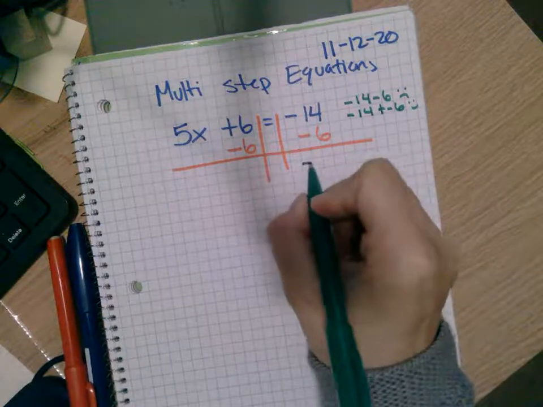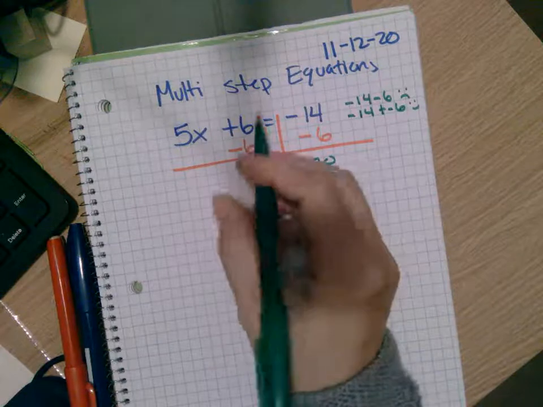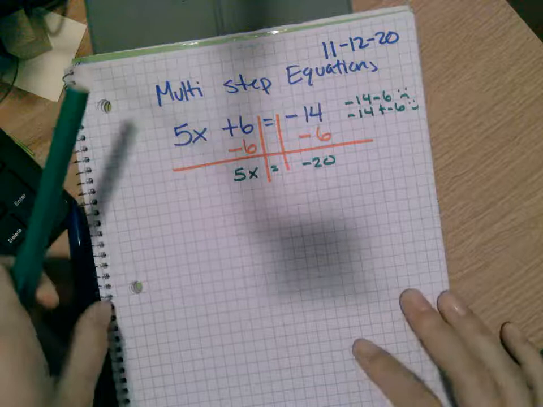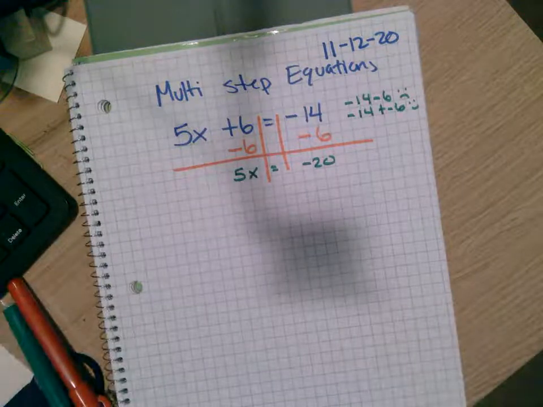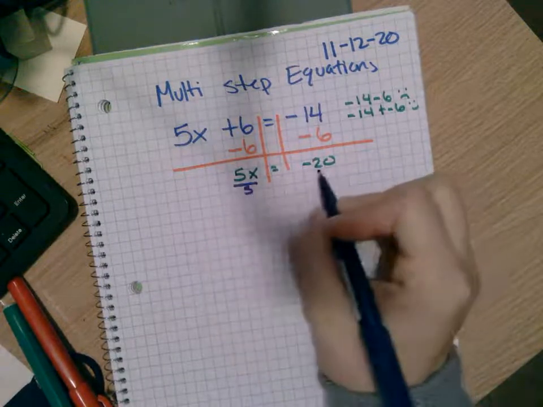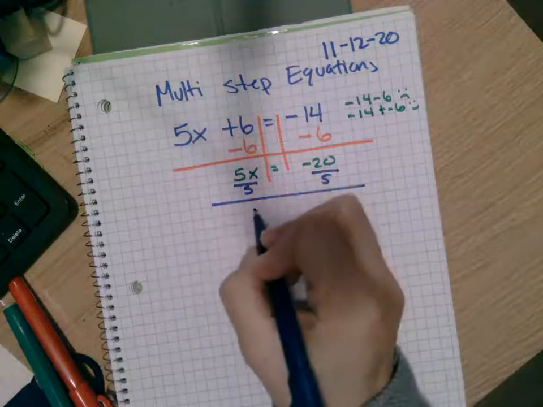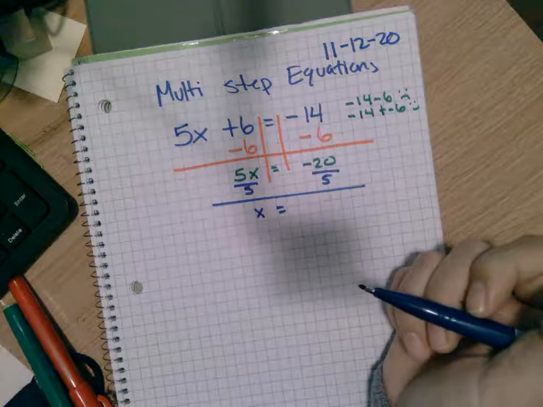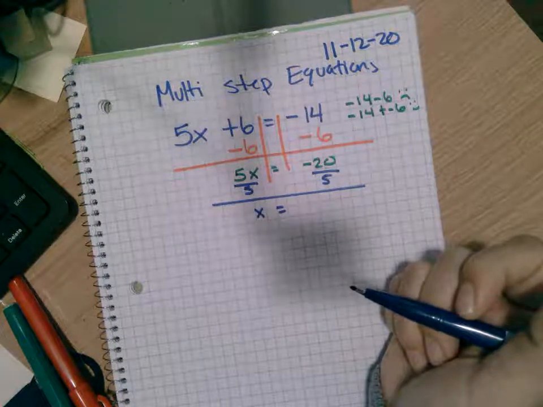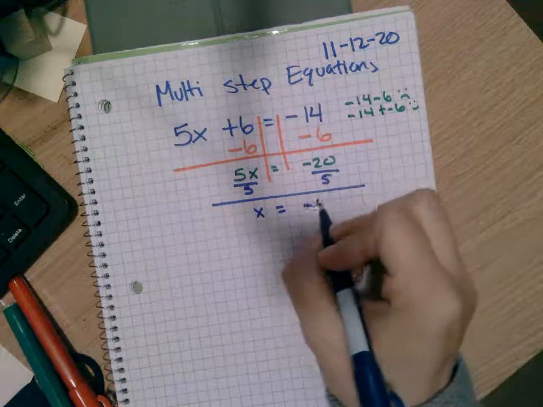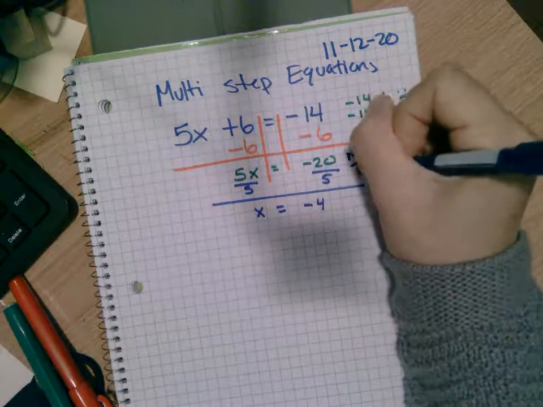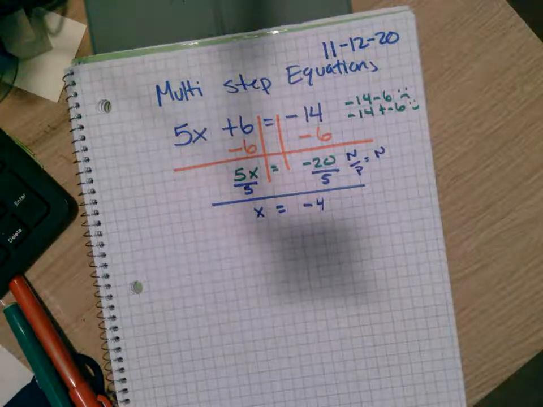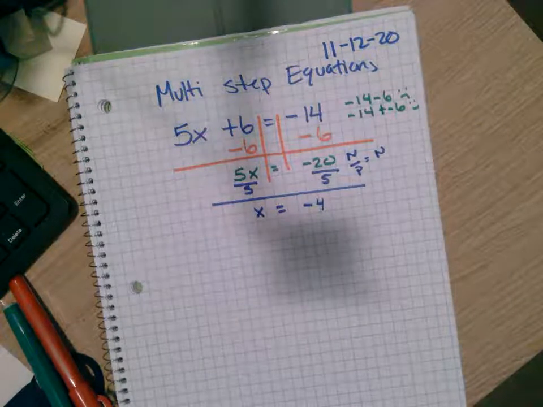And what is this equal to? -20. Yep. Negative 20 is equal to, what's still left on this side? 5x. So how do I move the 5? Divide by 5. Very good. Divide by 5. So we have x equals -4. Because a negative divided by a positive is equal to a negative. So -4 is our answer. Yes? We're good? Easy? Hard? Medium? Maybe?